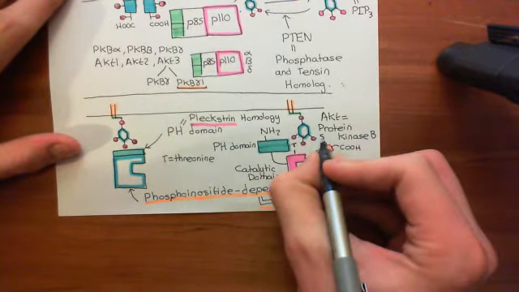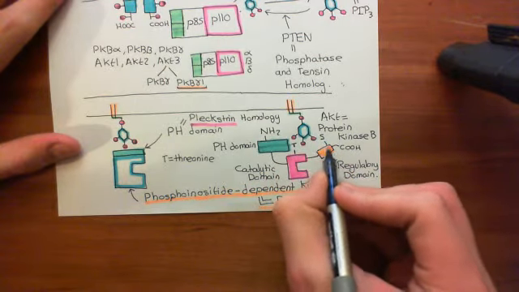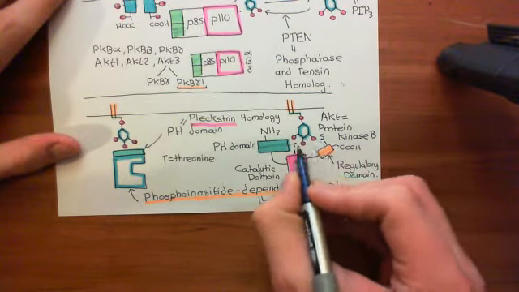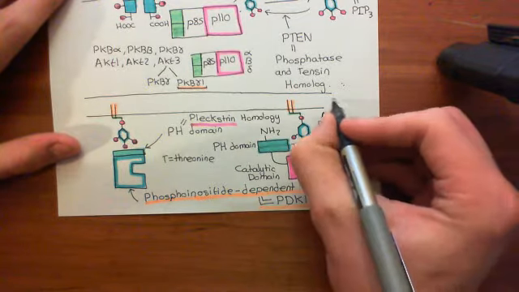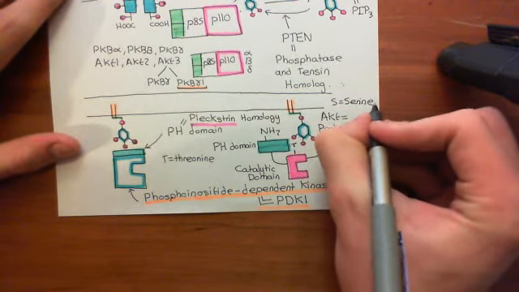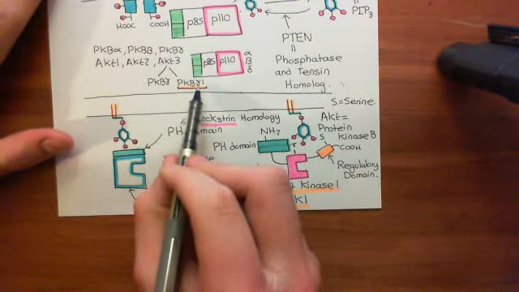And in most protein kinase Bs, you also have a serine in the regulatory domain, which also needs to be phosphorylated. So you need both of these to be phosphorylated. S is the single letter amino acid code for serine. Now, here is one significant thing about protein kinase B gamma 1.